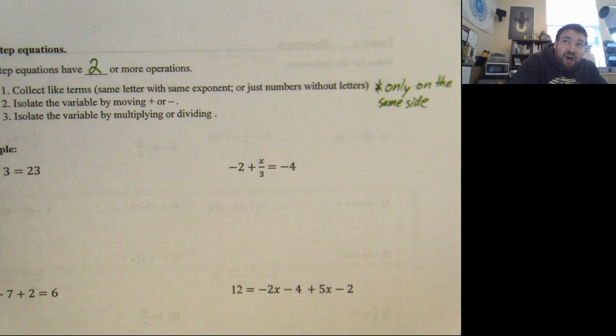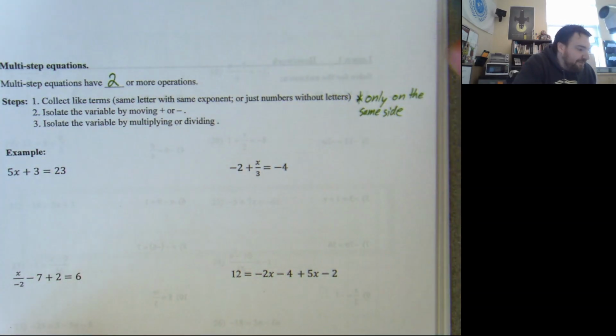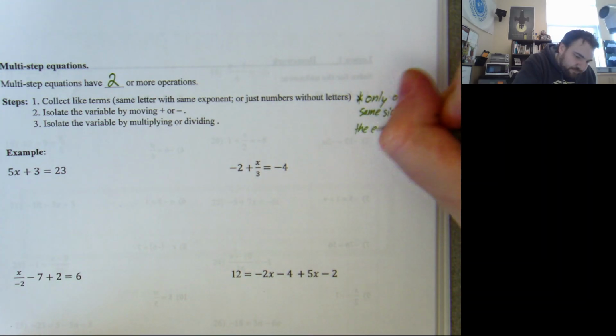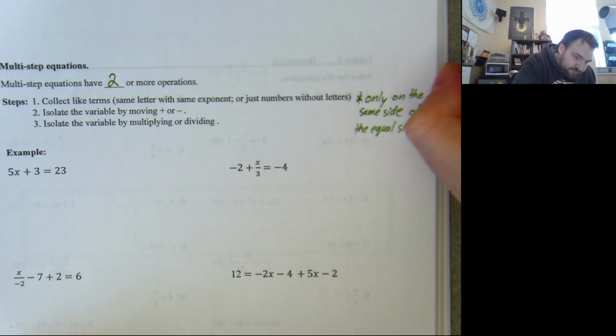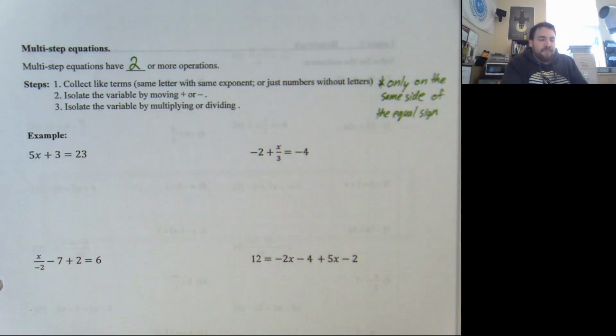If you're just tuning in, you haven't missed much. The same side of the equal sign. You cannot reach across the equal sign to gather things, even if they might be like terms. The equal sign functions as a wall. You cannot cross it.